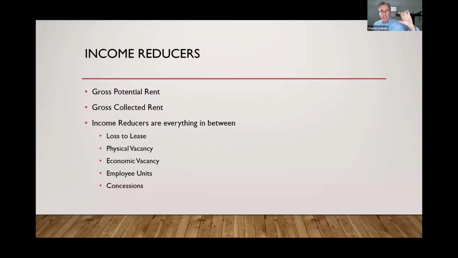Now we break down the vacancies in two categories: physical and economic. Well, why? Because each one tells us something different about how we're managing the property. Physical vacancy means we've got to market more. Economic vacancy means when we market more, we have to screen the people better and not bring on the deadbeats.